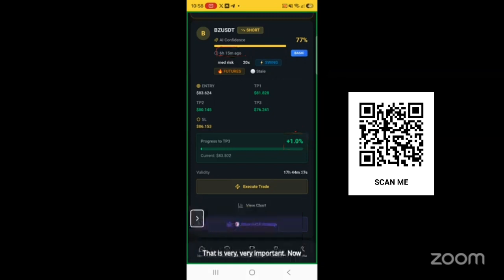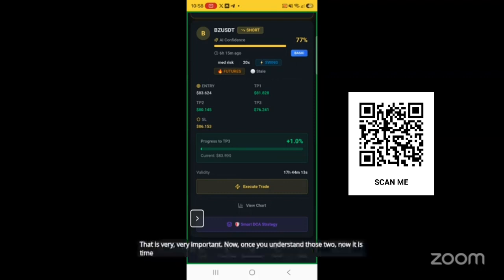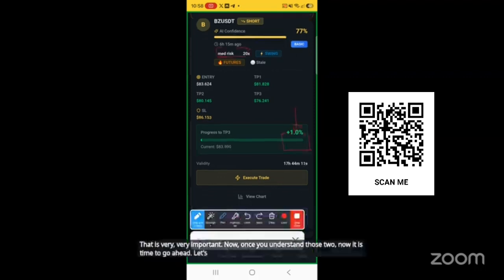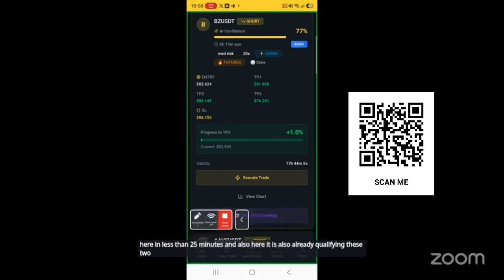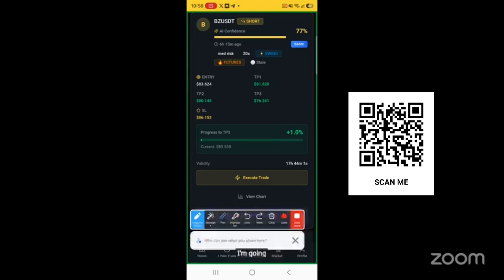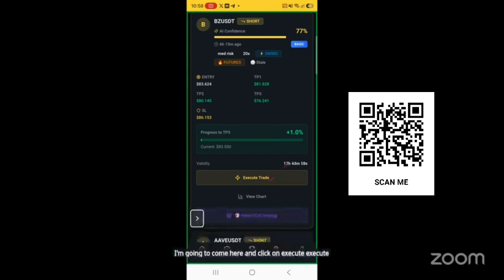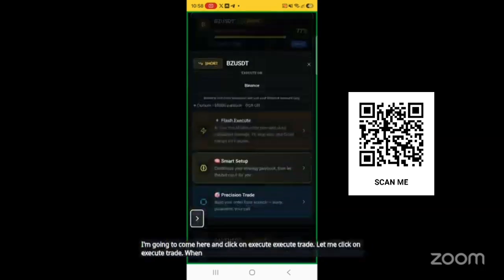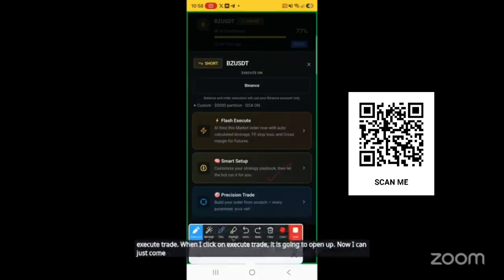Now, once you understand those two, it is time to go ahead. Let's say this signal was qualifying, less than 25 minutes, and here it is also already qualifying. These two are met. Now, what do I do if I want to trade this coin? I'm going to come here and click on execute trade. When I click on execute trade, it is going to open up. Now I can just come here and click on precision trade.